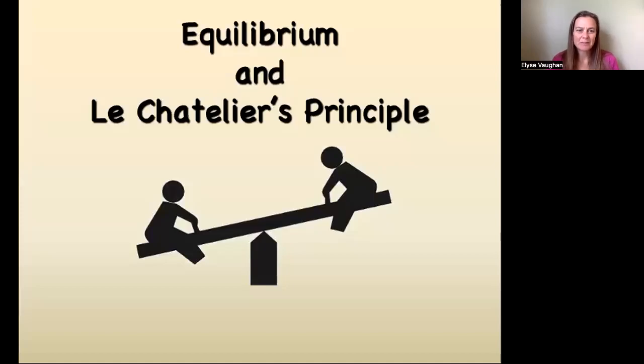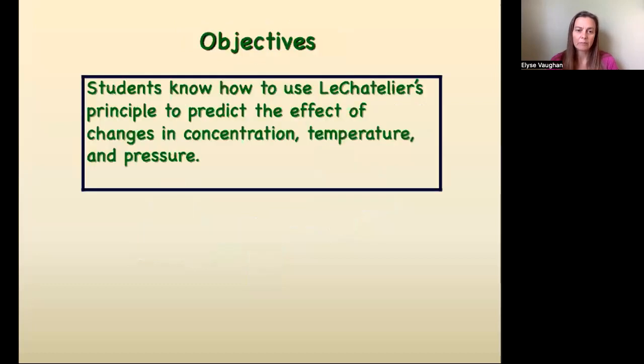Welcome back to our chemistry flipped classroom, and we're continuing our conversation about equilibrium. So far we've learned what equilibrium is, and we've talked about an equilibrium constant, and we've talked about the fact that the ratio of products to reactants at equilibrium is a constant, and we can write that with the equilibrium expression. And so today we're going to talk about what happens when you disturb a system that's already at equilibrium. So we're going to learn how to use this principle we call LeChatelier's principle to predict the effect of changes to a system that's at equilibrium.